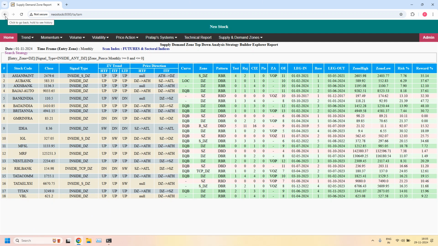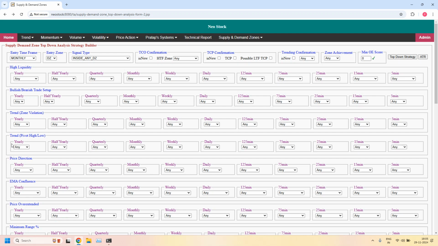Monthly demand zones having monthly EMA Confluence. Let's verify in the EMA Confluence. Monthly time frame. Monthly demand zones are having monthly EMA Confluence filter is enabled. But EMA Confluence makes sense only in the trending market, not in sideways. So that's why sideways we have to eliminate. So in the trend zone based on zone violation at monthly time frame, I am selecting only up or down.